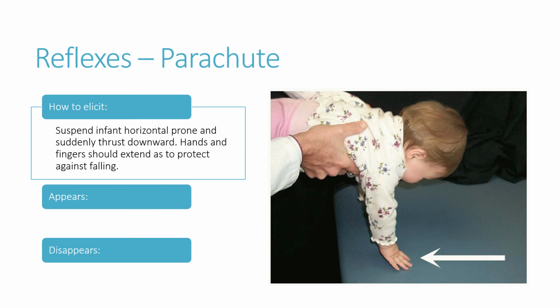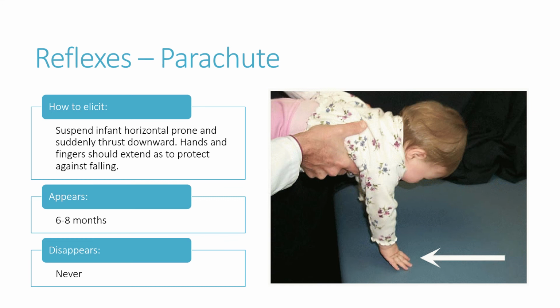The other important things to note with these reflexes is when the reflex appears during the infant developmental stages, and then when this reflex disappears. So the parachute reflex appears around 6 to 8 months old, and it never disappears. This reflex, again, if you took an adult and you did the same thing, if you pushed them forward, you would notice that your natural reaction is to put your arms out and attempt to protect yourself.